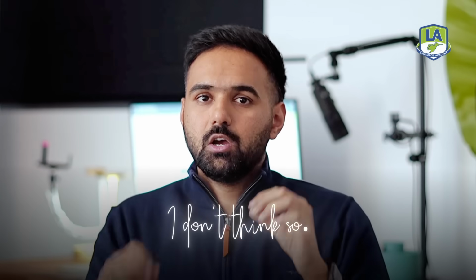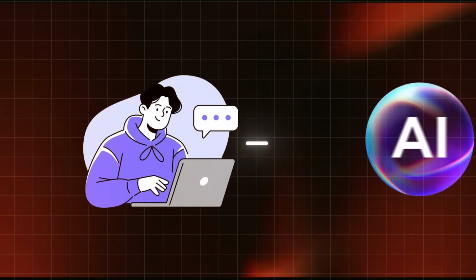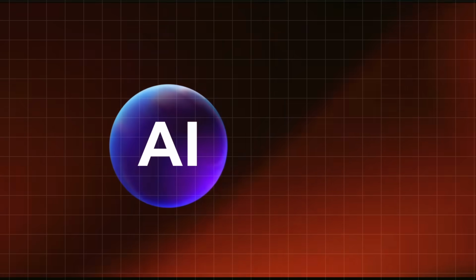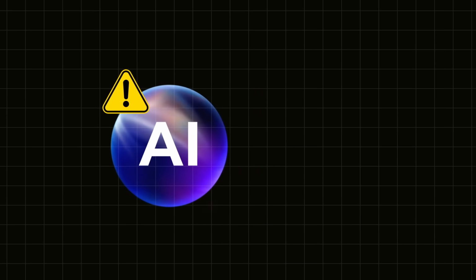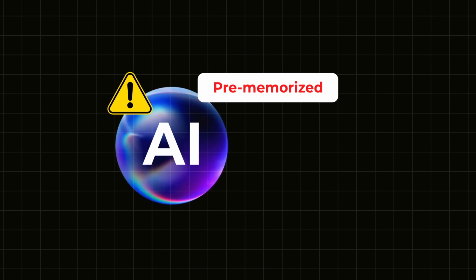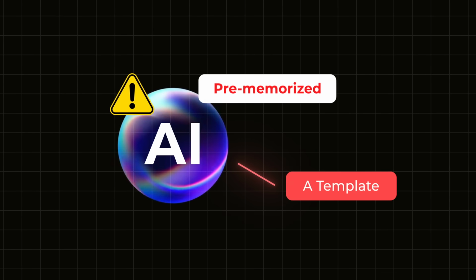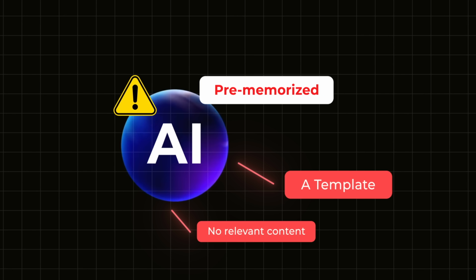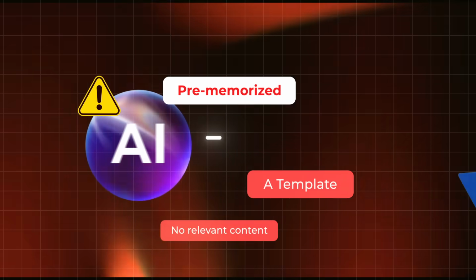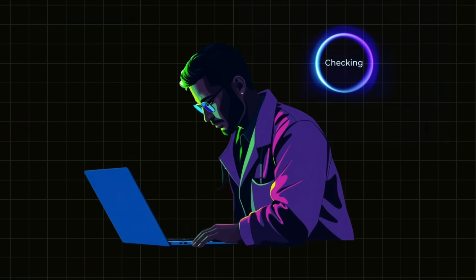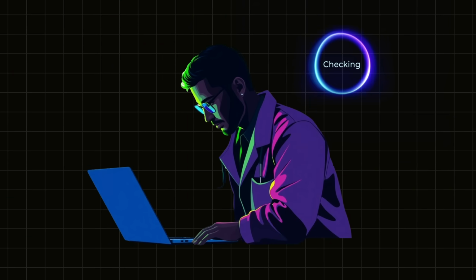I don't think so. What I believe is that your response will first be sent to artificial intelligence to be marked. And if AI flags your answer, or if AI thinks that you have given a response which is pre-memorized, which is just a template and has nothing to do with relevant content and nothing to do with the question on your screen, then it will be passed to a human examiner who will only check the content part of your response.